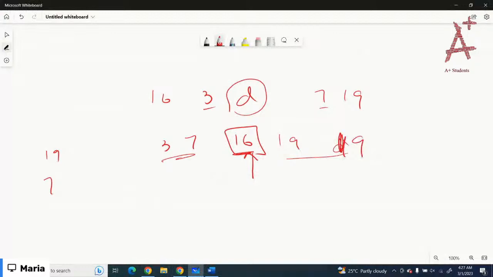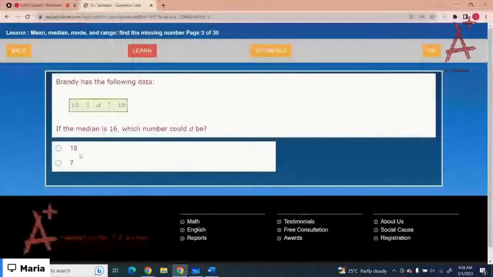In this case, you have the median is 16. If the missing number is 7, then the median is not 16. But in the question you are given, the median is 16. That means the missing number is 19. So it is 19.